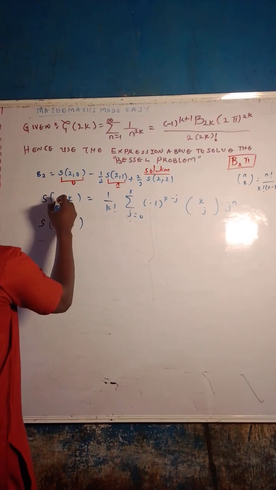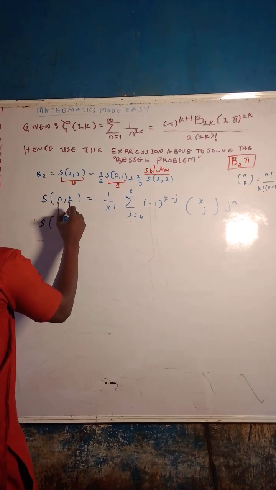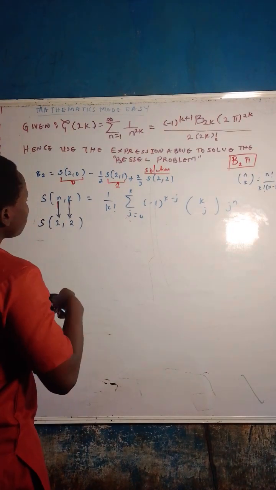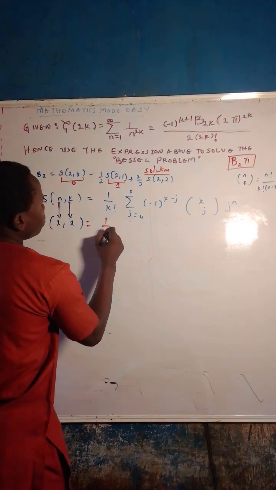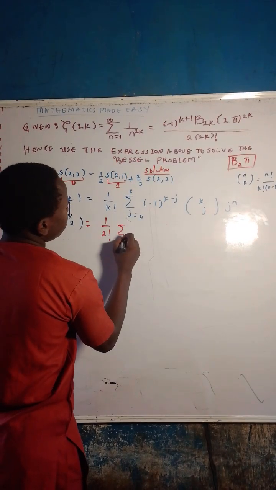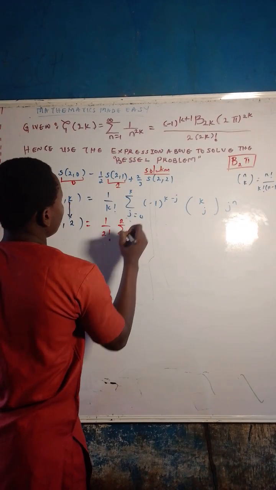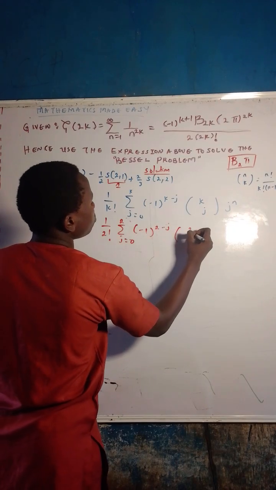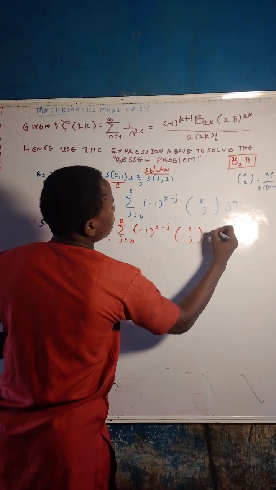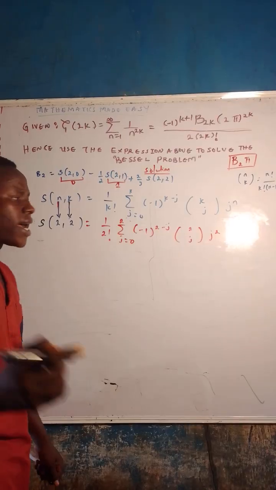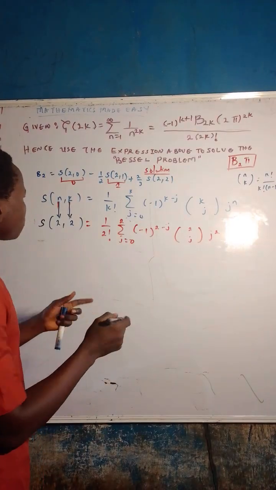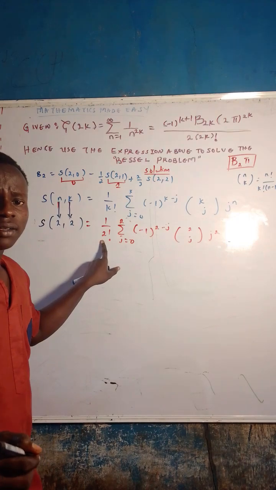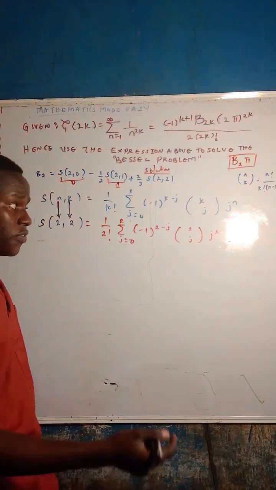So in this case, n will be 2 and k will be 2. Yeah, so this will be equal to 1 over 2 factorial, then multiplied by the sum of j from 0 to 2, then multiplied by minus 1 raised to the power of 2 minus j, then 2 combination j, then j raised to the power of 2. Okay, guys, so now let's move on. So this will be equal to, now 2 factorial, that is 2 times 1, that's going to give us 2.